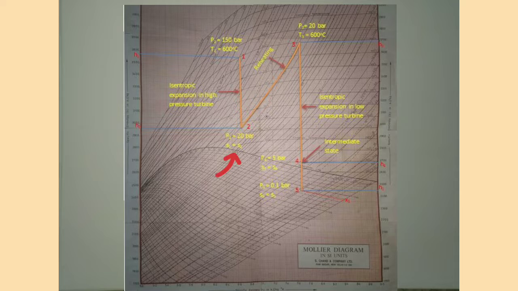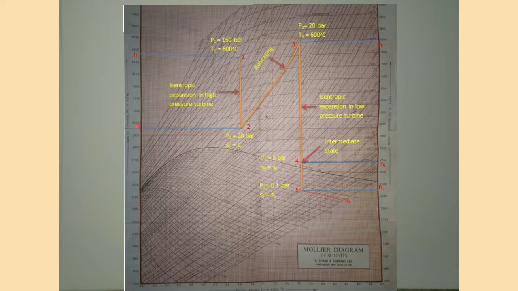At state 2, pressure is 20 bar. From state 1 to 2, steam undergoes isentropic expansion, that is S1 equals S2. Therefore, we can locate state 2 and find enthalpy H2 from the y-axis. Process 2 to 3 is a reheating process at constant pressure, that is P3 equals 20 bar, and the temperature after reheating is given, T3 equals 600 degrees Celsius. Therefore, we can locate state 3 and find enthalpy H3 from the y-axis.